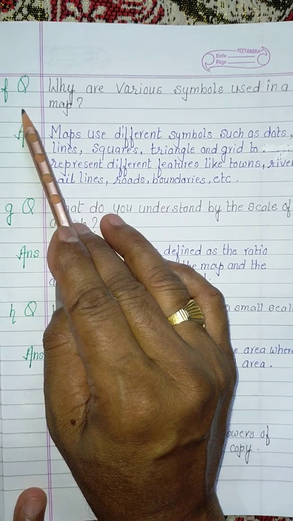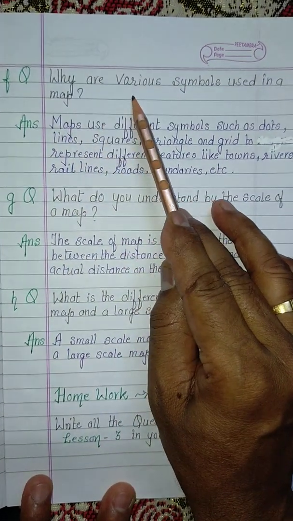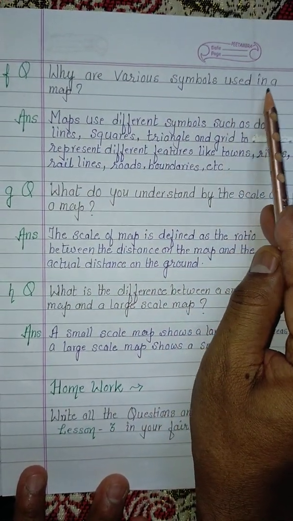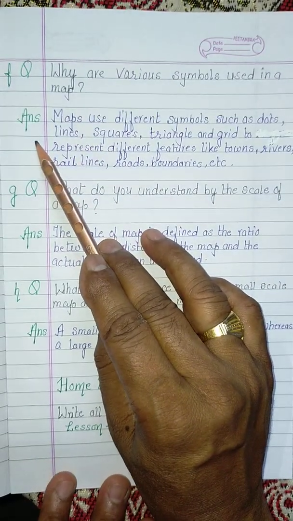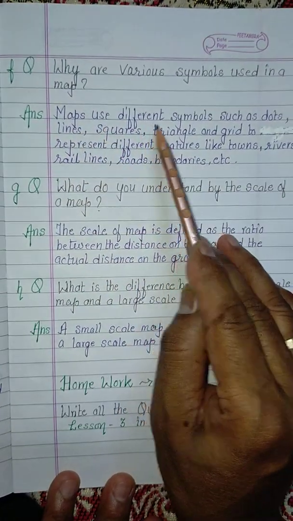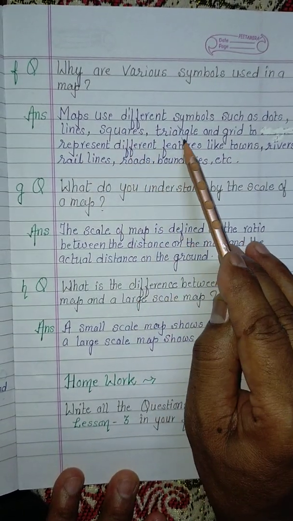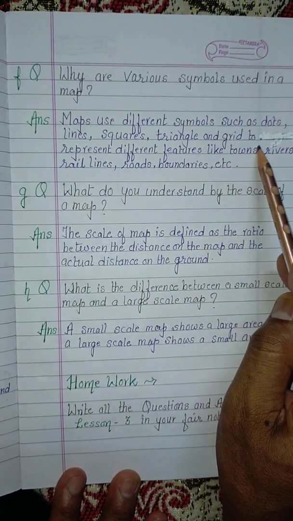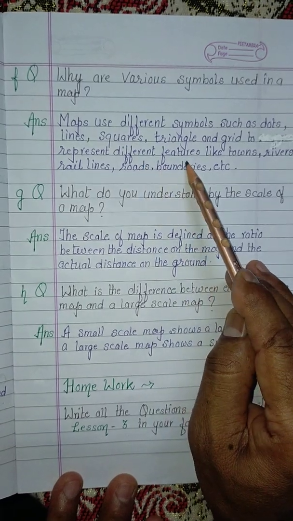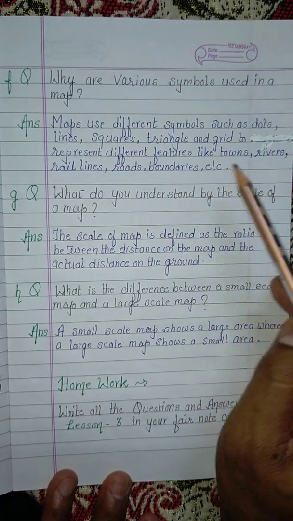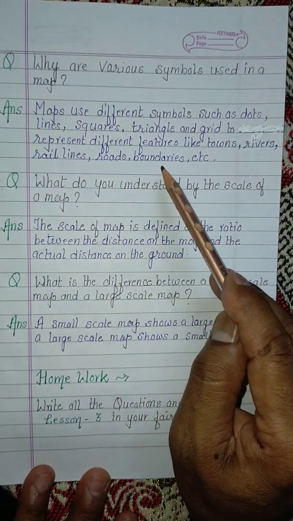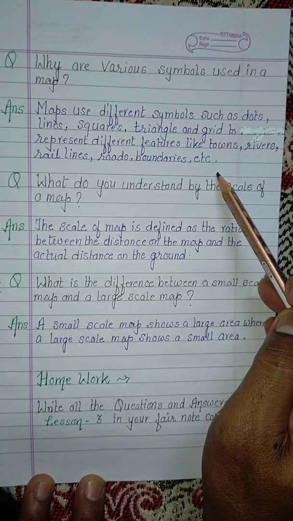Question number F. Why are various symbols used in a map? Answer. Maps use different symbols such as dots, lines, squares, triangles and grid to represent different features like towns, rivers, rail lines, roads, boundaries, etc.